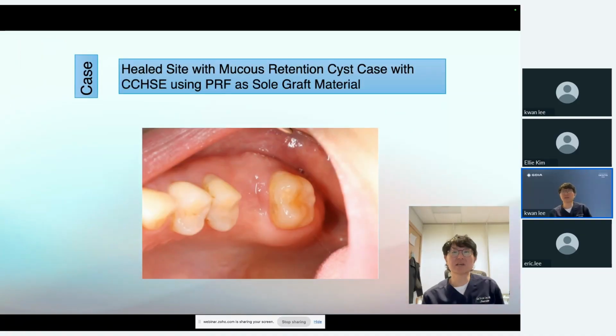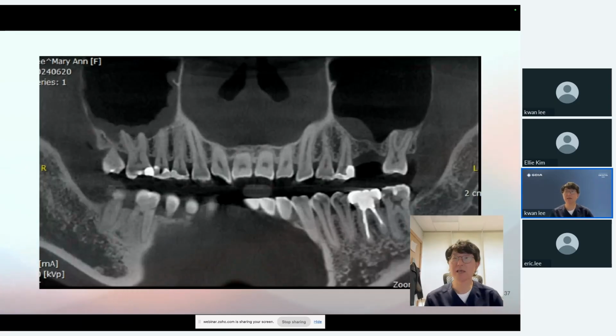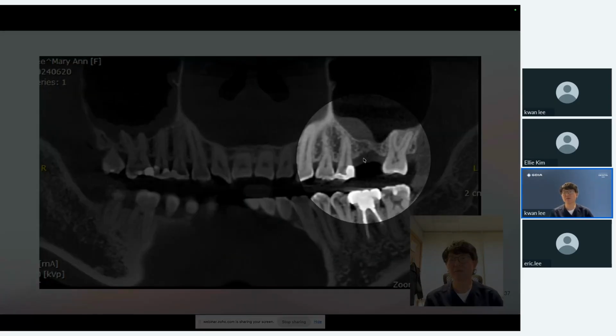Let's take a look at the second case over there. This is another case. This is a heel site. Basically, the patient comes to my office with tooth number 14 being extracted. The patient wants implants over there. And when you look at the CBCT, there's residual bone height of maybe 2, 3, I'm guessing.